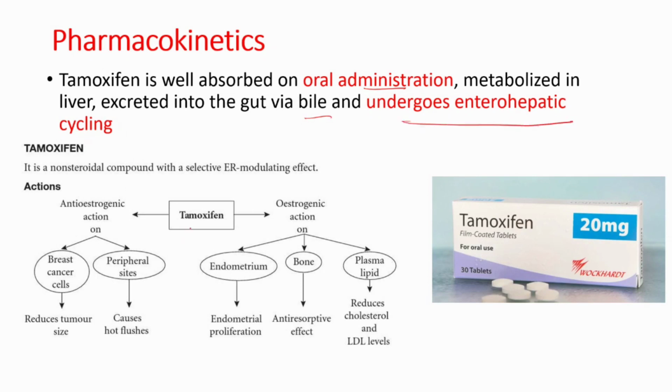If you see the mechanism of tamoxifen, it has anti-estrogenic activities and estrogenic activities. In anti-estrogenic activity, it acts against breast cancer cells, and at peripheral sites it causes hot flushes. So hot flushes are a common adverse effect with tamoxifen. In estrogenic actions, it has an endometrial proliferation action, an anti-resorptive effect, and reduces cholesterol. So this is about tamoxifen.